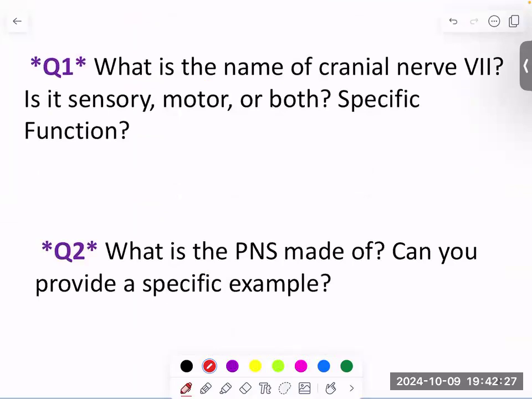Starting with the card today. I already forgot. Cranial nerve number 7. On next week's lecture exam, folks, I'm going to write them as Roman numerals. I mentioned that. I need you to be able to interpret Roman numerals. Which one is cranial nerve number 7? Facial. Is it sensory, motor, or both? It is both.